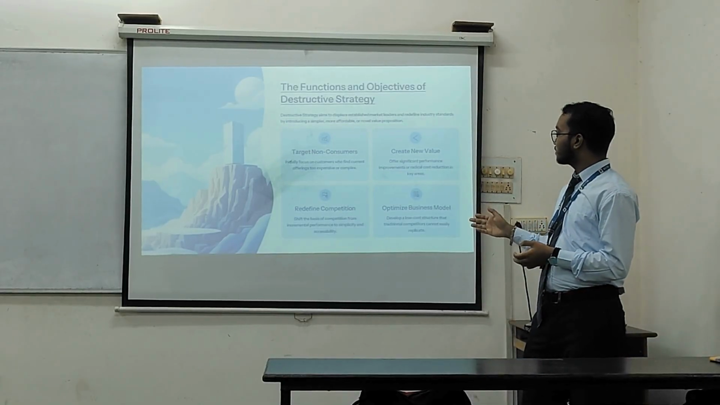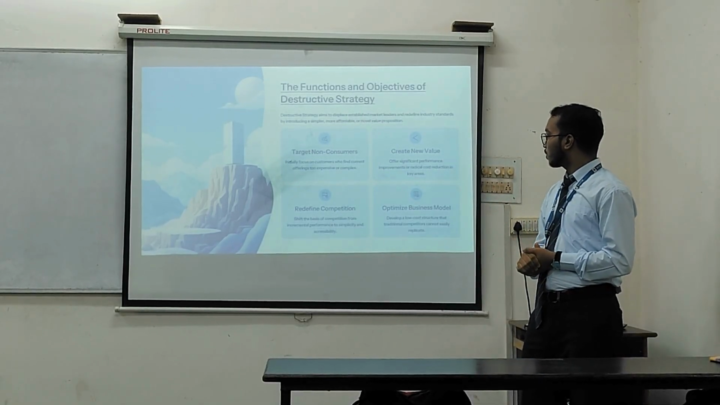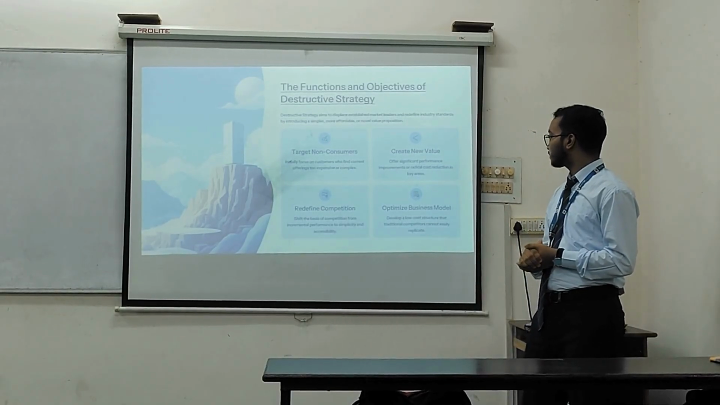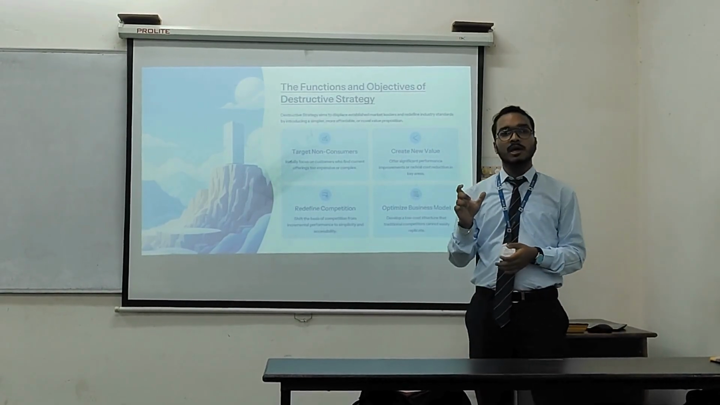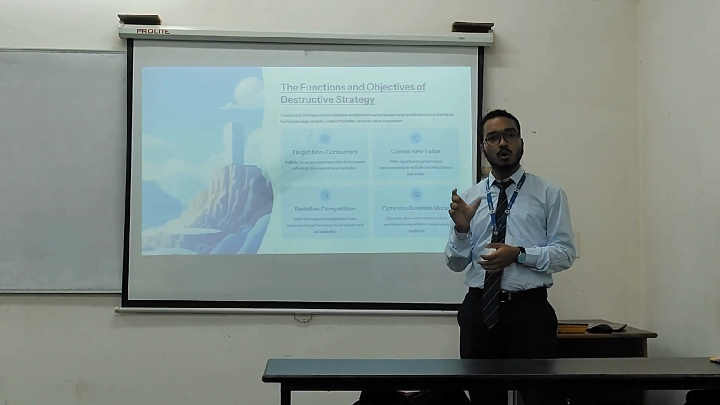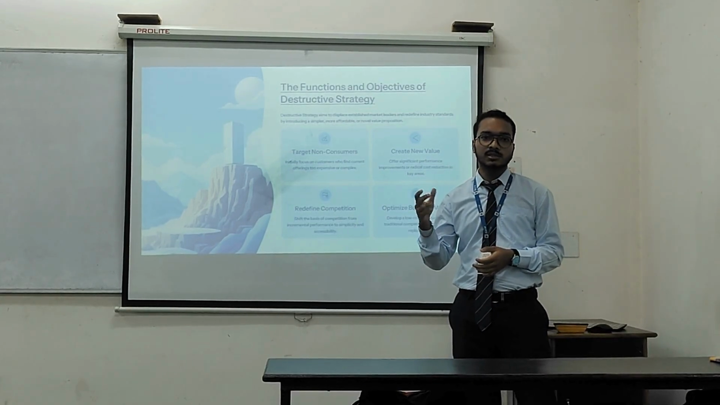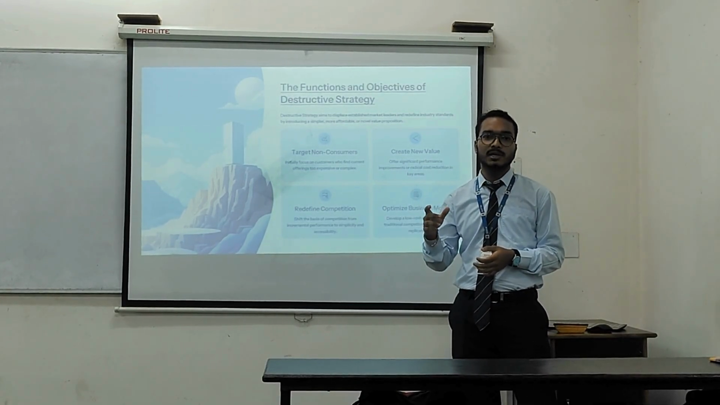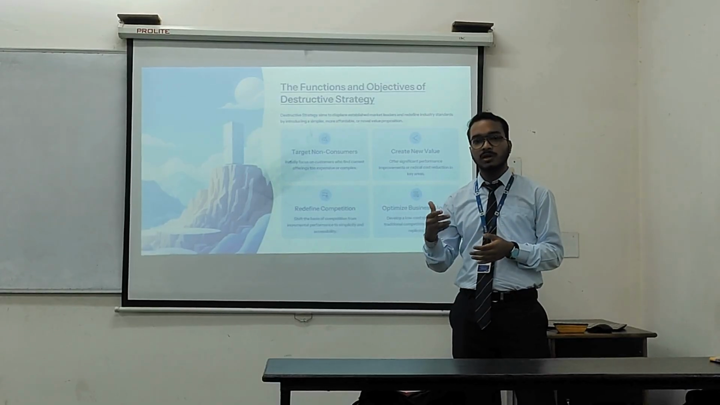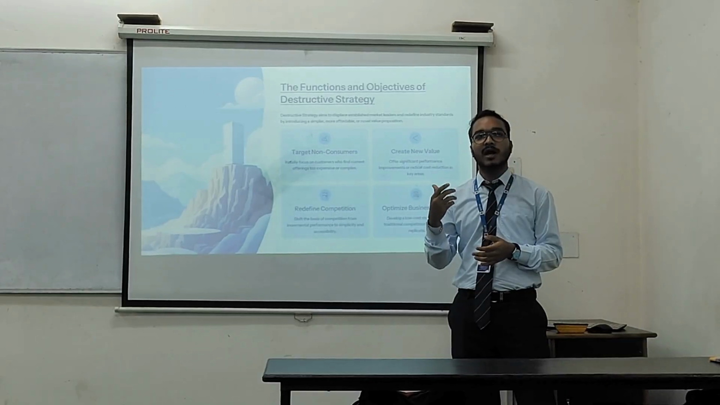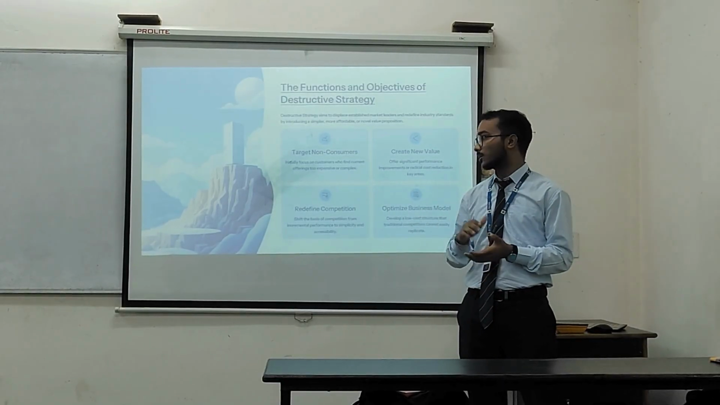Next is optimize business model. Develop a low-cost structure that traditional competitors cannot easily replicate. So, if we make our products and services at low cost, then it will be hard for the other industries or other competitors to replicate. As they have been following a certain structure, they will find it difficult to follow the new structure.